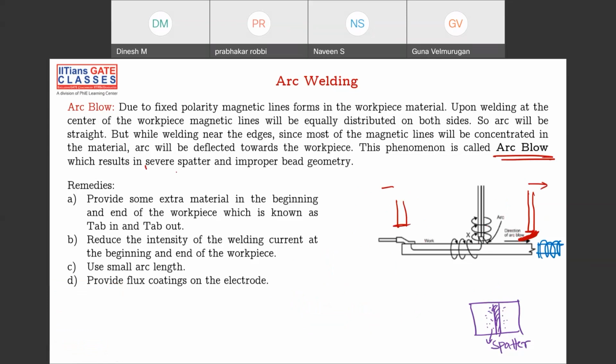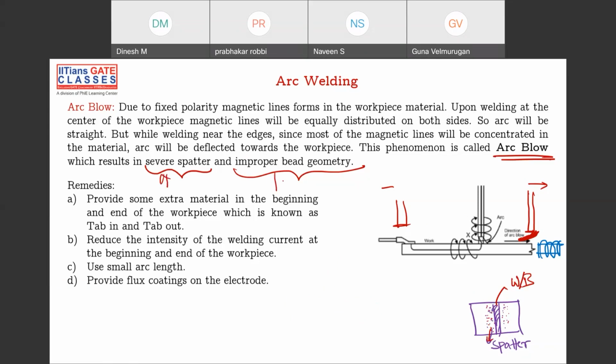It results in severe spatter and improper bead geometry. Severe spatter in the sense, if you see, this is your weld bead, and now you see some kind of pitted surface like this, some extra tack spots put on that. That is called spatter. If this kind of thing is happening, then spatter will happen. That is severe spatter, a greater amount of spatter.